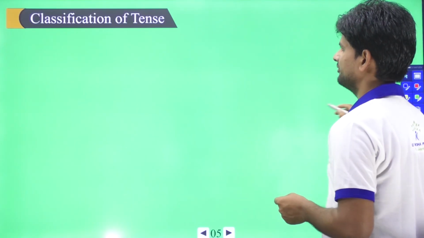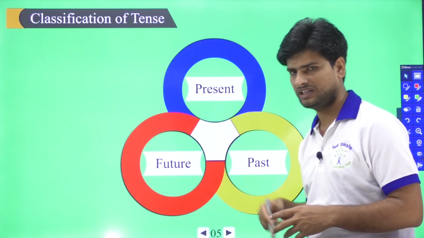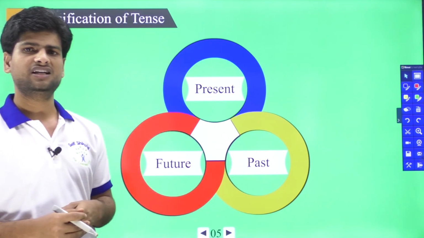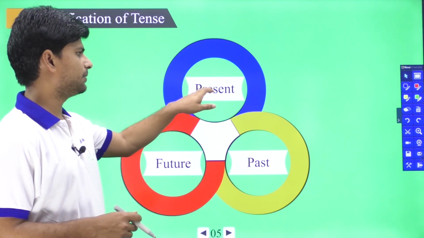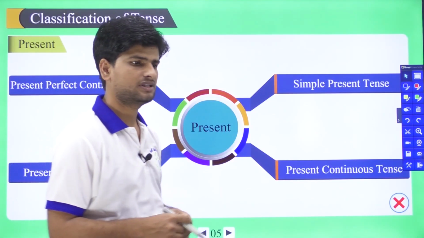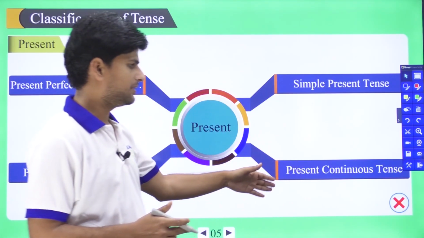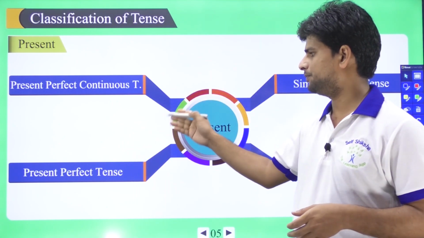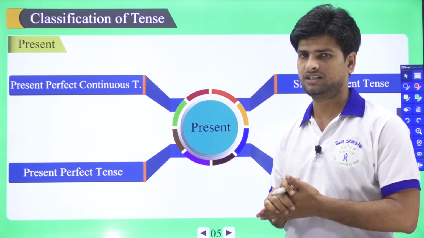So let's have a look at the classification of tense. We have, as we already know, three tenses, that is present, past and future. If we go through the present tense, it has four forms, that is simple present tense, present continuous tense, and you can see here the present perfect tense and the present perfect continuous tense.